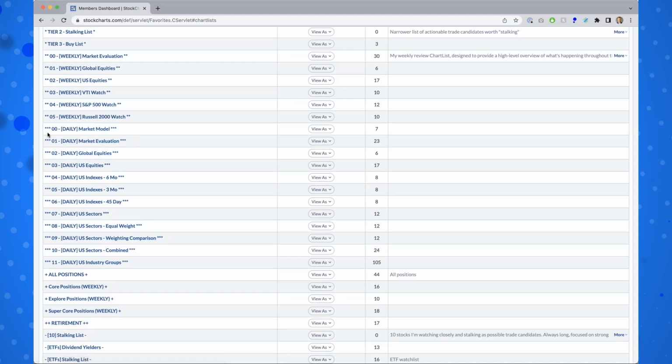Again, those are 3 stars, and then I use a numbering system to keep them in order. Again, what this numbering and starring system does, just adding those little symbols and some numbers to your chart list names, it allows you to custom order your list. Instead of everything just being basic alphabetical order, you can actually control the order of your chart list. You can see that right here.